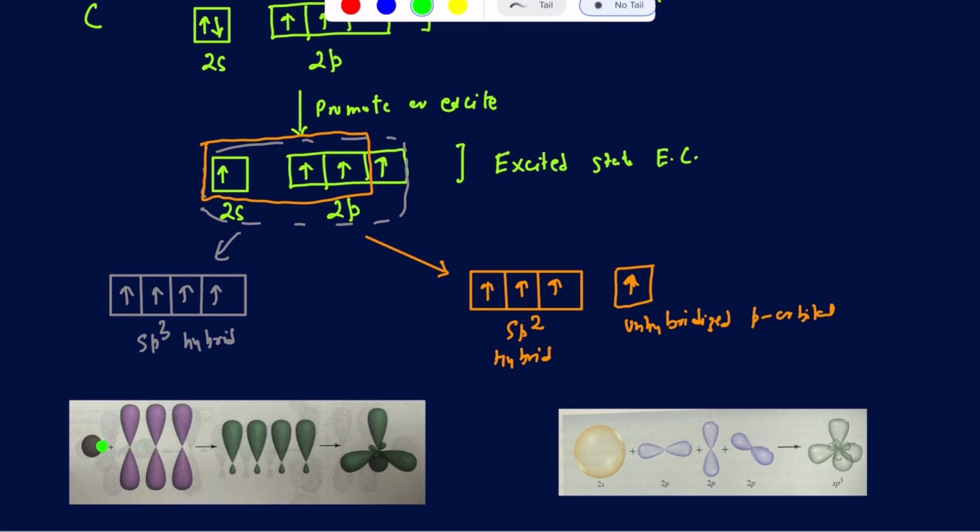Now I have a sphere and I have three dumbbells. So it's like mixing two colors. When you mix two colors, what do you get? You get something in between. Kind of the same story here. When I'm mixing the sphere and the dumbbell, I'm not going to have a sphere left. I'm not going to have a dumbbell left. But what I'm going to have left is something in between.